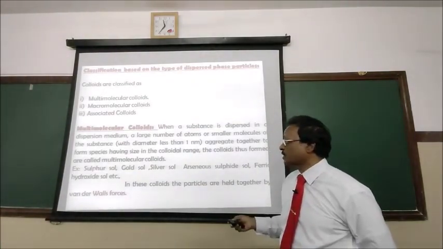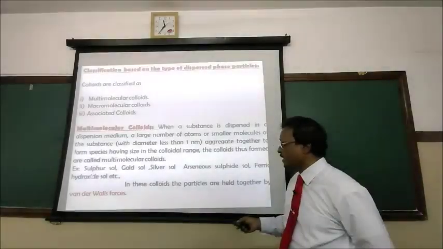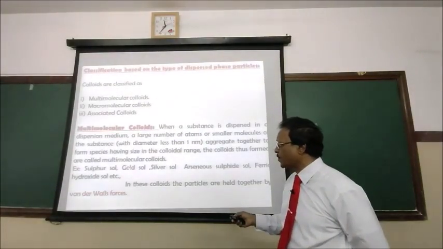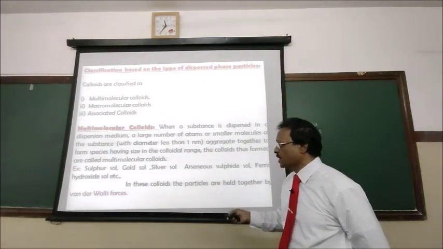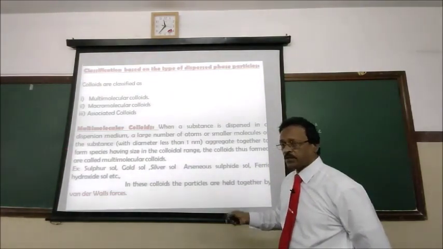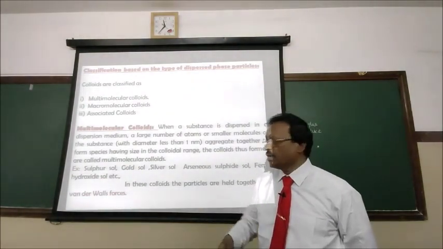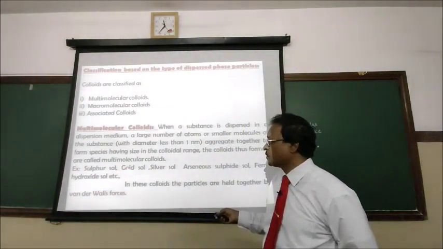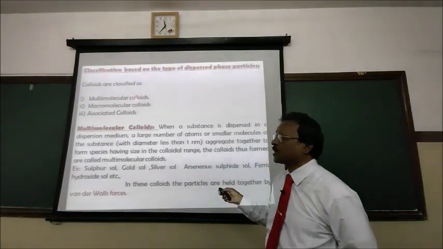Examples I gave: sulfur sol, gold sol, silver sol, arsenic sulfide sol, ferric hydroxide sol. They are gold atoms, silver atoms. How do they become colloidal particles? Gold atoms accumulate one atom on another atom, so by van der Waals force of attraction, multi-layer adsorption is formed. Finally, they attain the size of 1 to 1000 nanometer. The gold sol or silver sol are multi-molecular colloids.